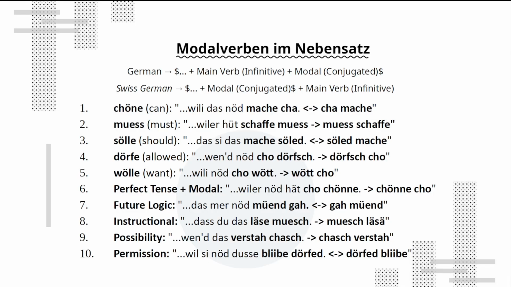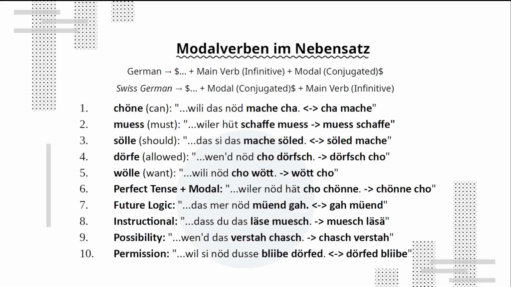Now, the next example, muss, so must: will heute schaffen muss. Will heute muss schaffen. Now, I would use the muss schaffen rather than the schaffen muss, but again, both work, but the muss schaffen simply sounds a little bit more fluid to my ears, but I could be wrong on that one. Then, sollen, so should: dass sie das machen sollen. Or, dass sie das sollen machen.